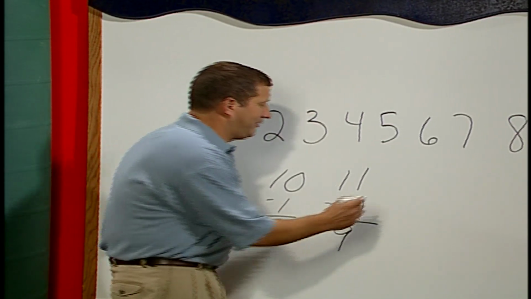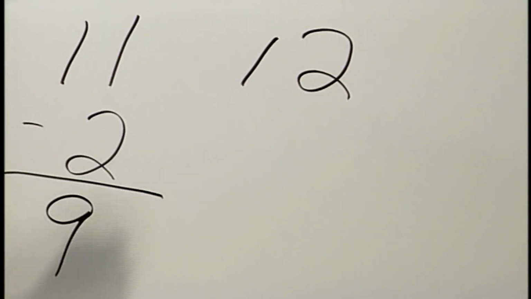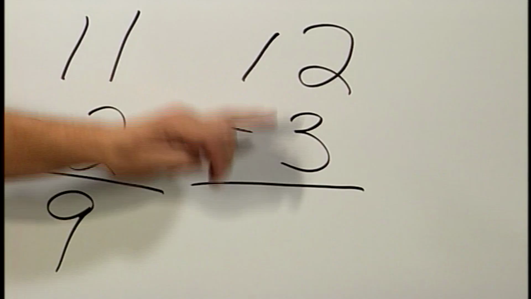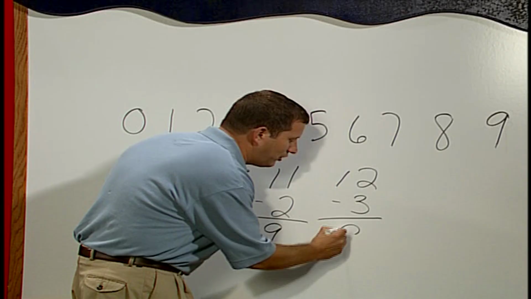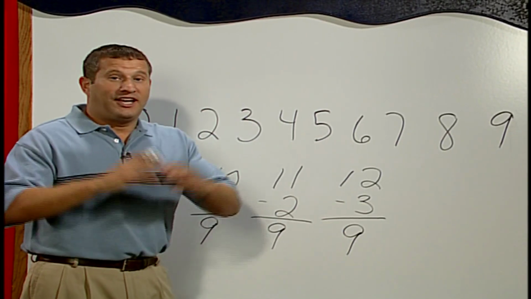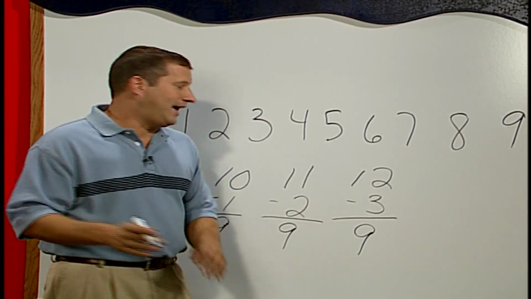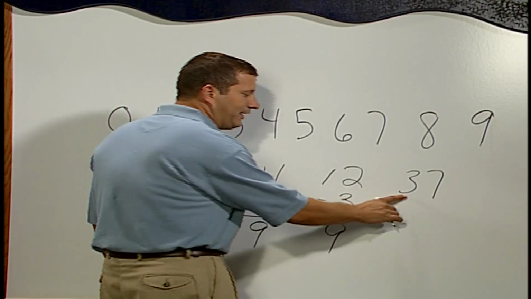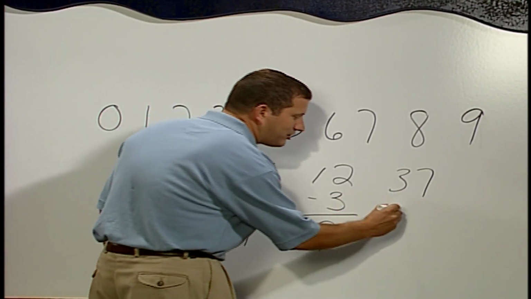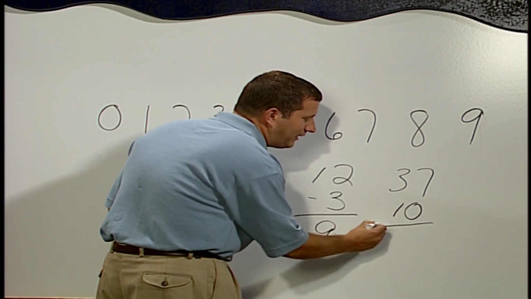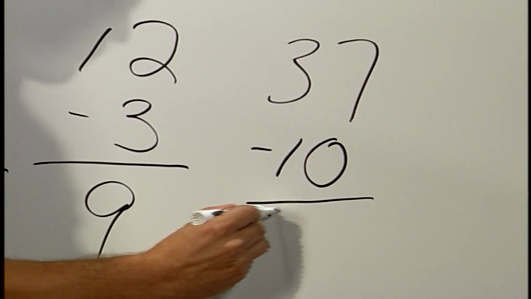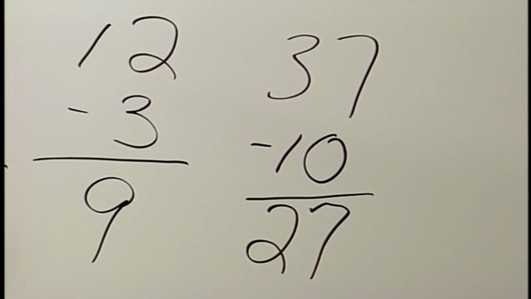Let's try 12. 1 plus 2 gives us 3. So if you subtract 12 minus 3, you'll get 9. You'll see that it works for all numbers in the whole universe higher than 9. What if we picked 37? Add them up. What's 3 plus 7? That gives you 10. So put it underneath and subtract it. What's 37 minus 10? The answer is 27. And 2 plus 7 equals 9.